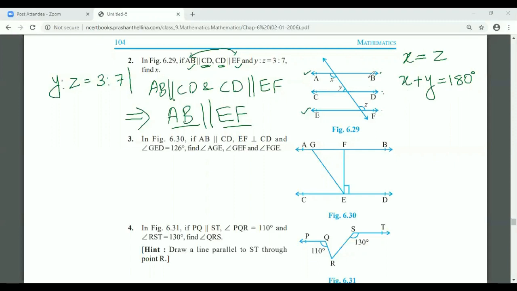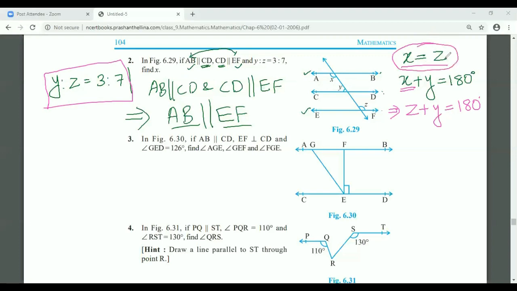Then another thing we already have found is that X is equal to Z. So we can replace this X with Z and rewrite the equation as Z plus Y is equal to 180 degree. Now there is a ratio given for Y and Z. Y and Z are related with the ratio 3:7. So we can find the value of Y and Z each. For that, we want to find the value of X.